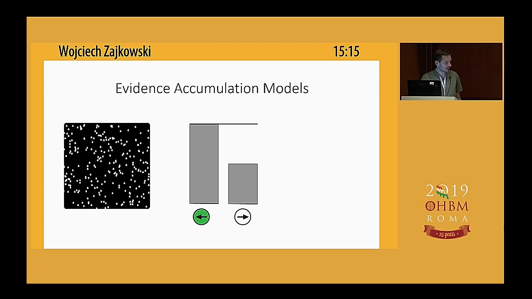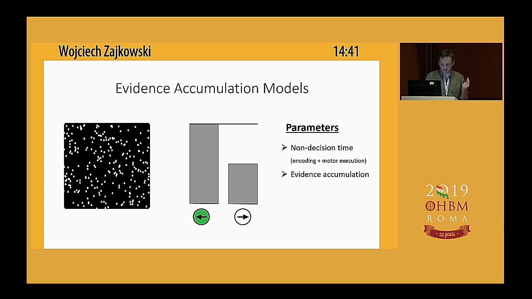So all of these models have some set of common parameters, and I'll mention just the basic ones. First of all, there is non-decision time, which represents the time needed for encoding the stimulus. So this is not related to a decision, this is just the time needed for the information to come to our visual cortex and be encoded there, and then also combined with motor execution, which is also not related to a decision, it's simply the time after making the decision needed to physically press a button in this case. And then we have the meat of the process, which is the evidence accumulation.